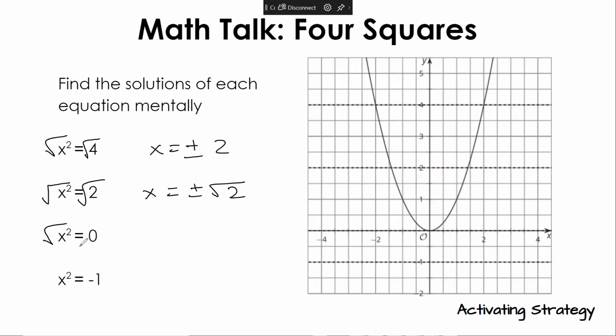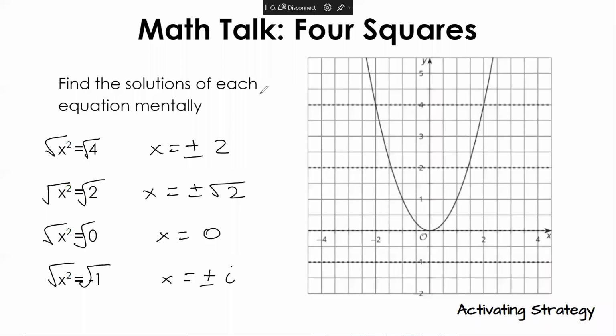What about taking the square root of 0? What do you get? There you go. All right, and then we learned this way back in first semester. When we take a square root of a negative number, what do we get? Imaginary number. So we got i, right? So we'll have positive and negative i.